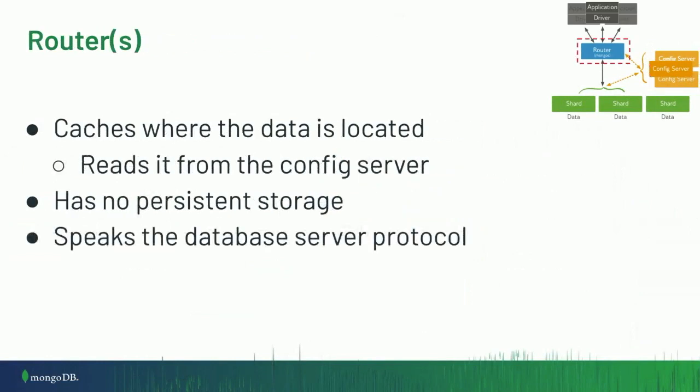Basically, these 3 partitions that I described. The routers cache where data is located by reading it from the config server, and we essentially put it in an STL map, which holds the ranges, and we use that in order to quickly find out where data should be located. It keeps everything in memory. There's no persistent storage, and it speaks the database server protocol.